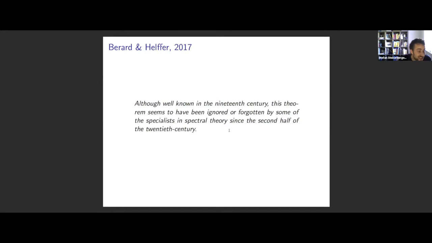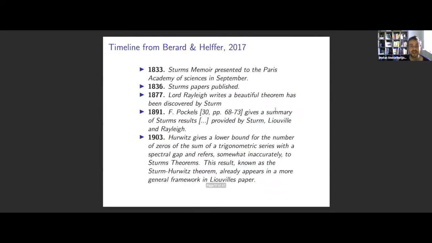That's a good question. I learned about this from a paper that went on the arXiv, I think 3 years ago, by Berra and Helfer, and they say, although well known in the 19th century, the theorem seems to be ignored or forgotten. When I saw the result, I was just stunned. I've looked at sines for a long time, also at cosines. I thought there's not many things about the sine that are going to surprise me, but this is surprising. This paper by Berra and Helfer is to be recommended. It's a really remarkable paper.